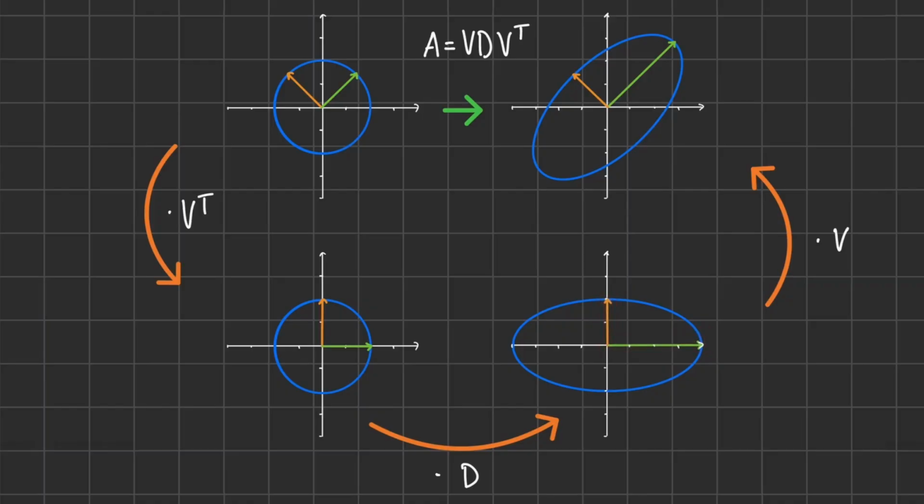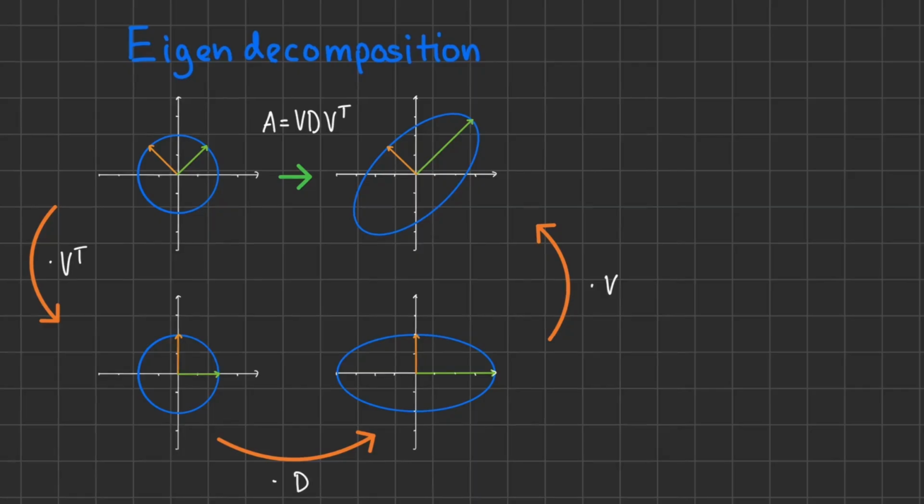The change of basis is a powerful idea that shows up in techniques like the eigendecomposition, which I briefly introduced here, where we choose a basis that makes transformations much simpler.